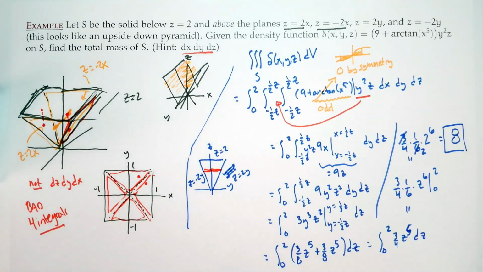Now, you might say, 8 what? Well, they didn't give us any units, so just 8. 8 of whatever it turns out to be. And that's an example for 3 dimensions. And, of course, that's as many dimensions as we go into.